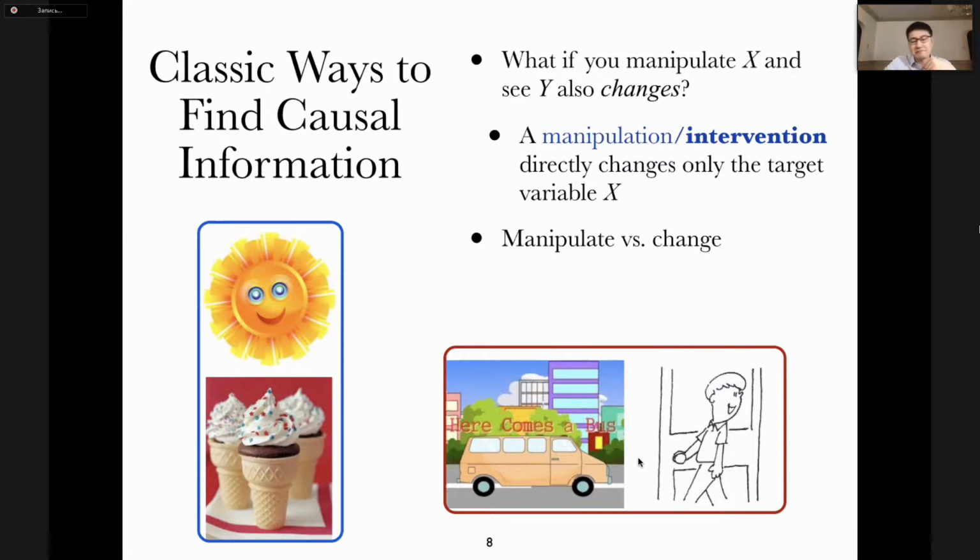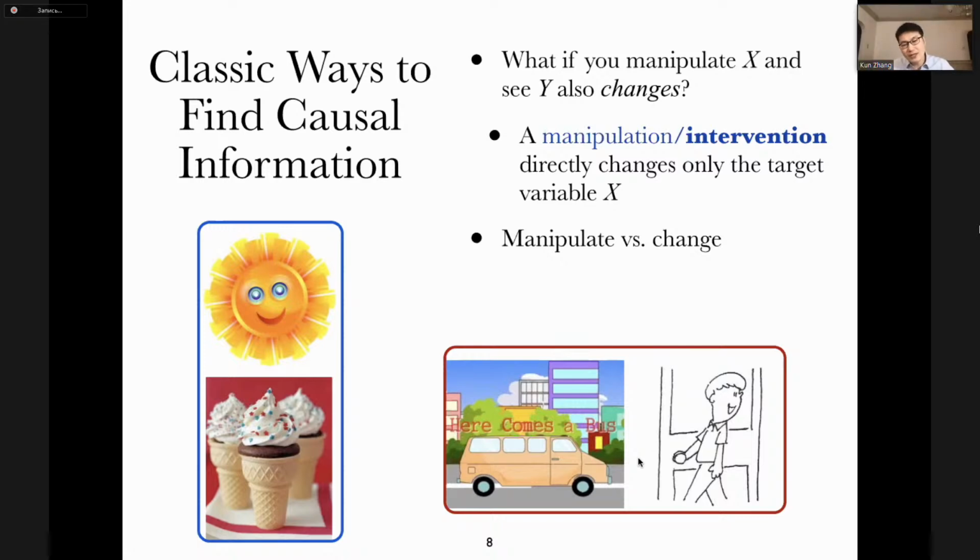For instance, I can just jump in front of the bus. Hopefully the bus will, that's very bad, but the bus will stop, right? This action will not change this guy's behavior directly. Now you can see the bus stops and that guy will still leave home as usual. That means the bus coming is not a cause of the guy leaving home.